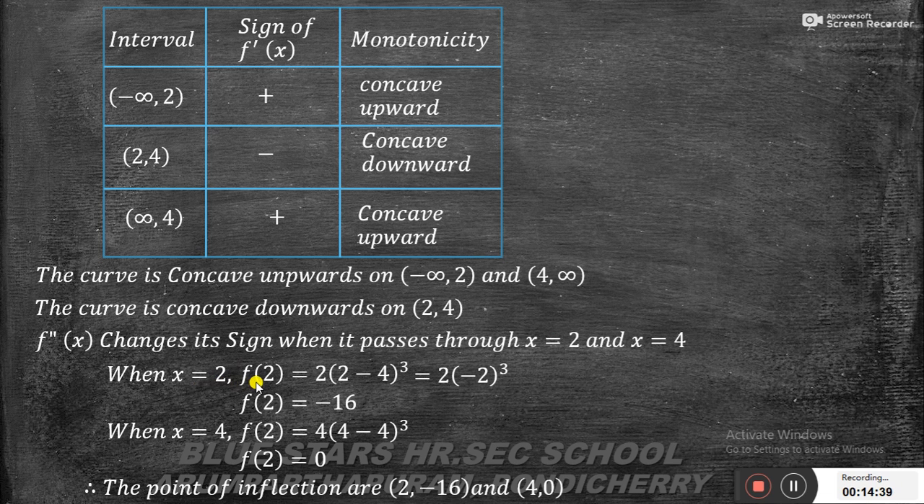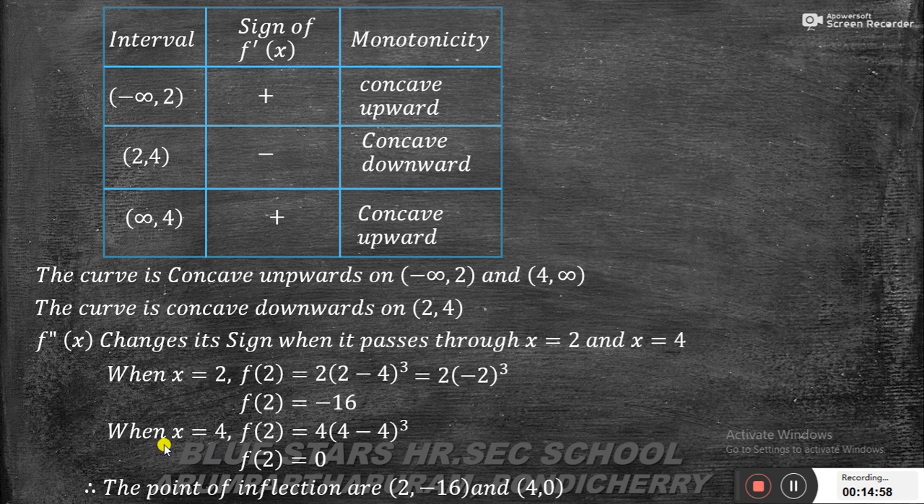What about the function? In the given function I substitute x equal to 2. So f of 2 equal to 2 into (2 minus 4) whole cube. 2 into (2 minus 4) whole cube means minus 2 whole cube, minus 2 whole cube means minus 8. 2 into minus 8 is minus 16.